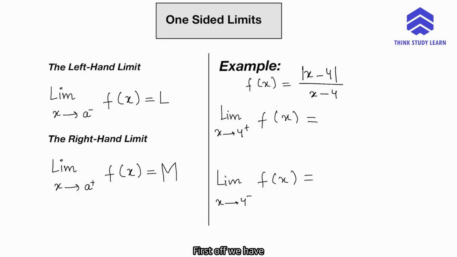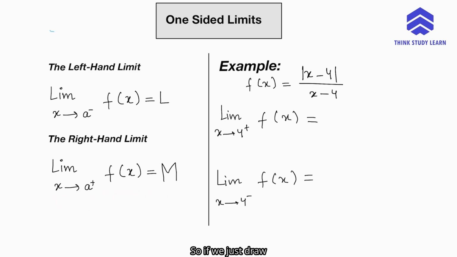First off, we have one-sided limits. So there are basically two types of one-sided limits. We have the left-hand limit and the right-hand limit. In the left-hand limit, we have the number approaching from the left side of the number line, and in the right-hand limit, we have the number approaching from the right side of the number line.